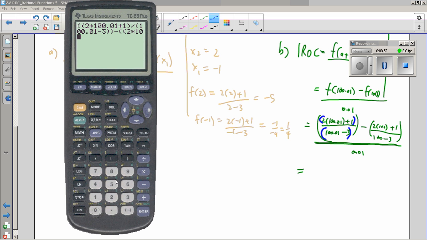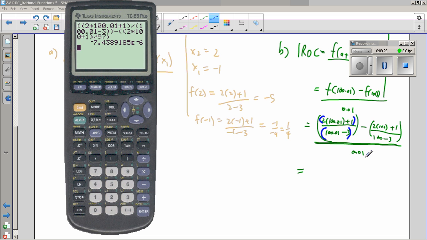The graphing calculator doesn't like that. There we go. 2 times 100 plus 1. End bracket there, that's this bracket, divided by, I'm not putting 100 subtract 3 in my calculator. I'm going to just do that in my head. End bracket, so that is this end bracket. Now I'm going to press equals, so that I get this top part.